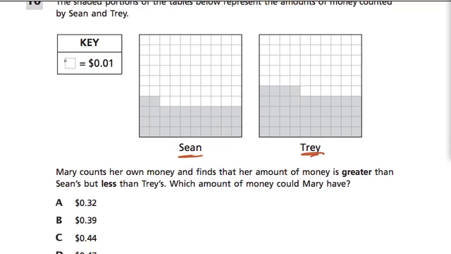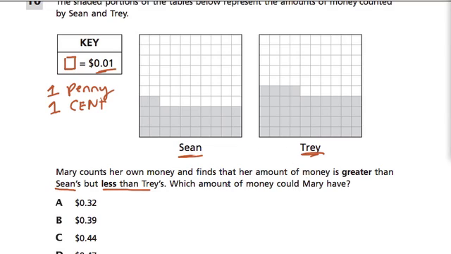If you look at the key, they tell you that every time you see a square, that's equal to 0.01. If you think about what that is, that's just 1 penny, right? Or 1 cent. So every square is 1 cent. Mary counts her own money and finds that her amount of money is greater than Sean's, but less than Trey's. Which amount of money can Mary have?